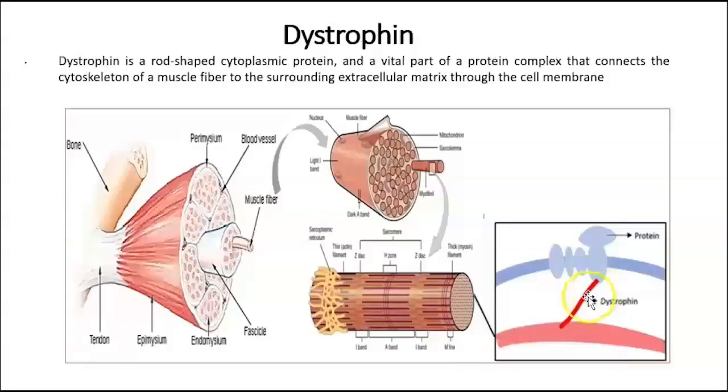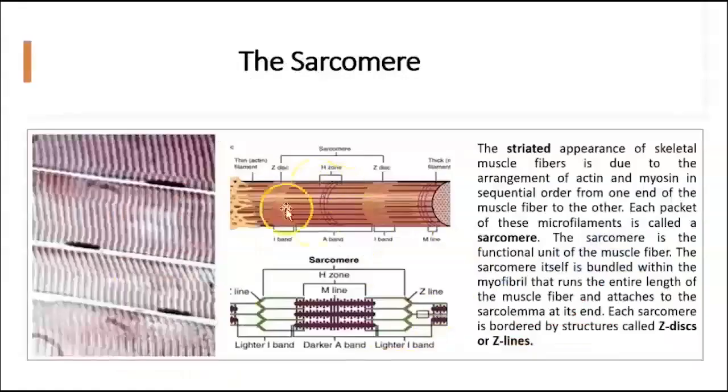And this movement is going to be transmitted to dystrophin. Dystrophin is going to transfer this movement to these other proteins. And these proteins are going to continue with what the tendon is. Look at the distribution of these filaments.